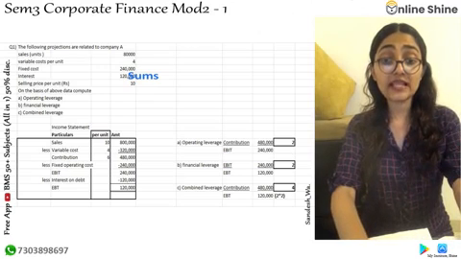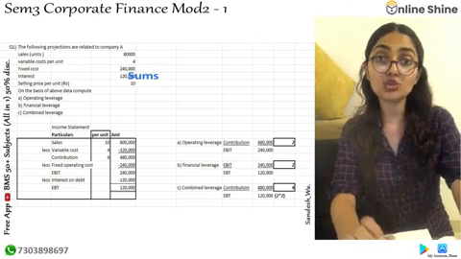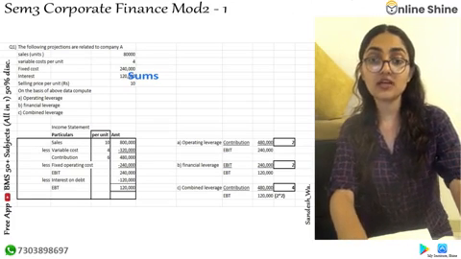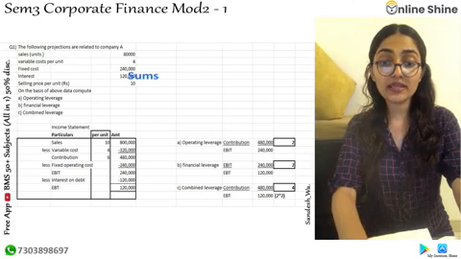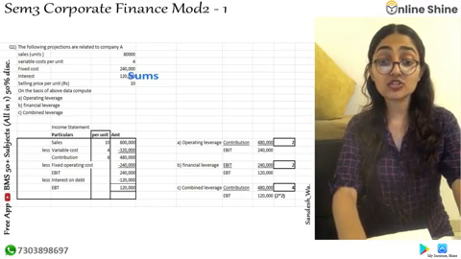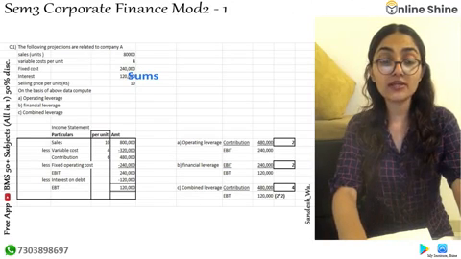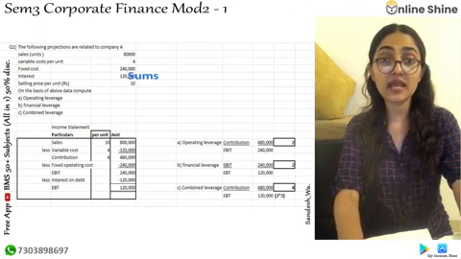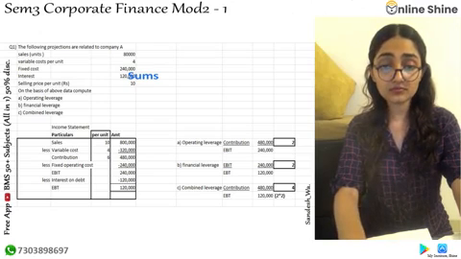So see, sales is how much? 8 lakhs, 10 into 80,000 units. What will the variable cost be? 4 into 80,000 units. Minus the variable cost, how much will be the contribution? It will be 4,80,000. Minus fixed operating cost, which is already given in the question, that is 2,40,000. Minus it, how much will you get? 4,80,000 minus 2,40,000. The answer will be EBIT, earning before interest and tax, 2,40,000.